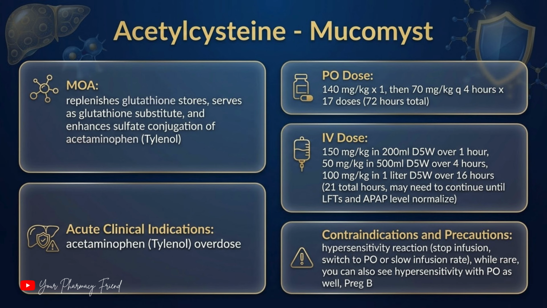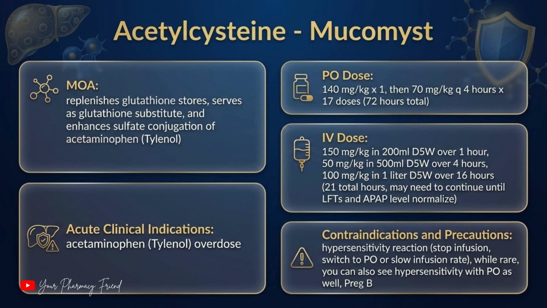In addition, acetylcysteine can also serve directly as a glutathione substitute, meaning it can bind to and neutralize toxic intermediates when natural glutathione levels are insufficient. Another important mechanism is that acetylcysteine enhances sulfate conjugation of acetaminophen, which promotes safer metabolic pathways and further reduces the formation of toxic metabolites. Now let's review the dosing regimens.